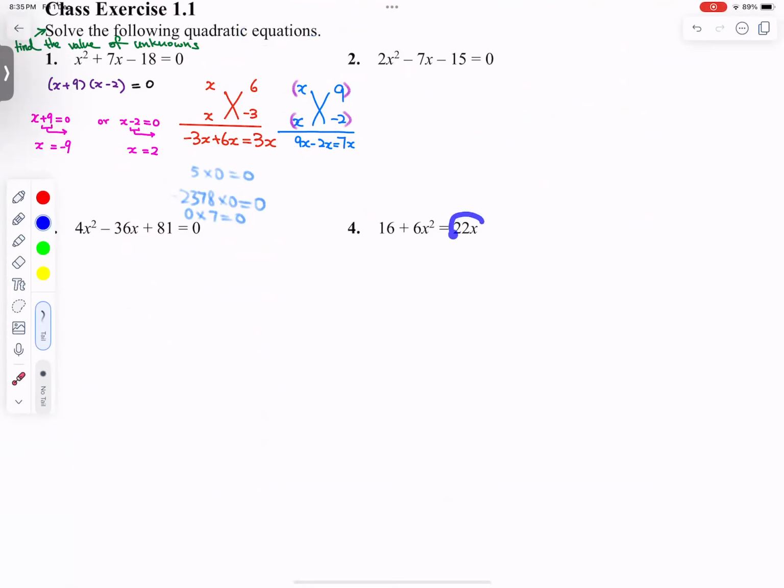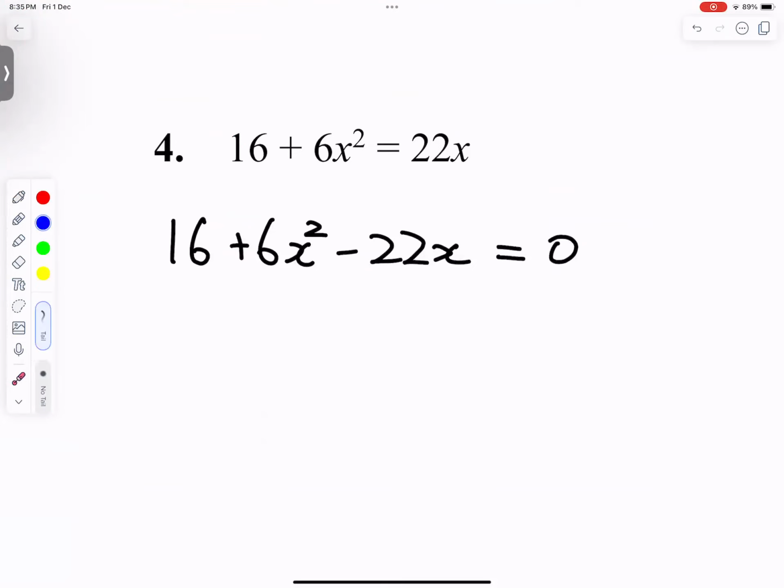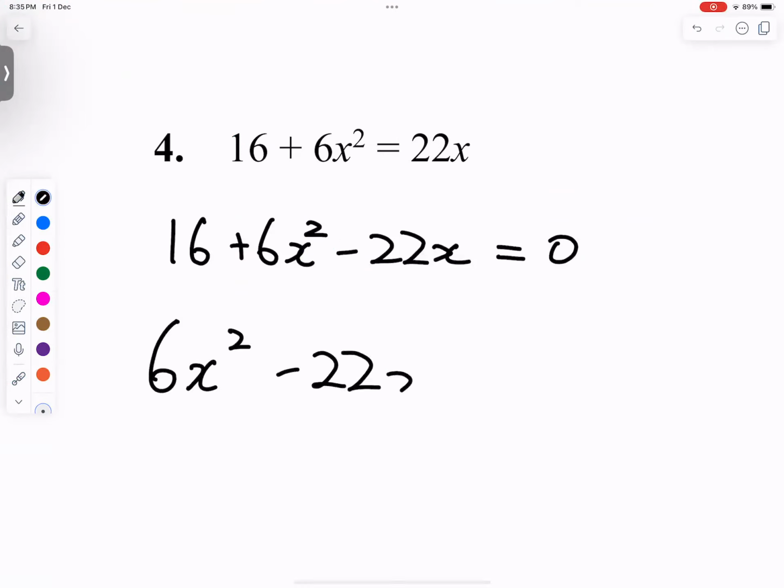So I will have to move this to that side as well. So it becomes negative 22x. Now, is it in order? Nope, because the square one is here. So make sure you put it in order first and then do the next step.